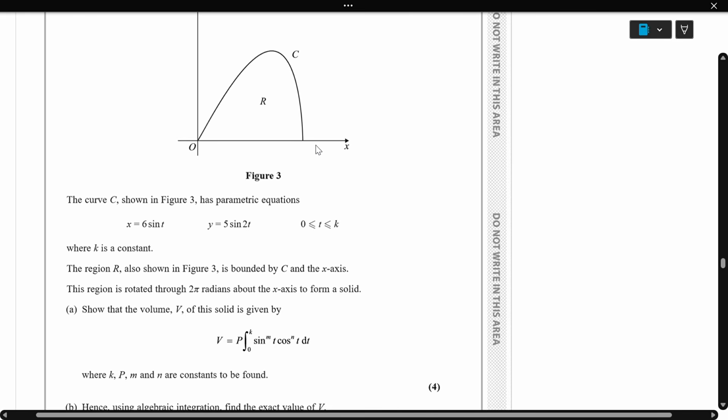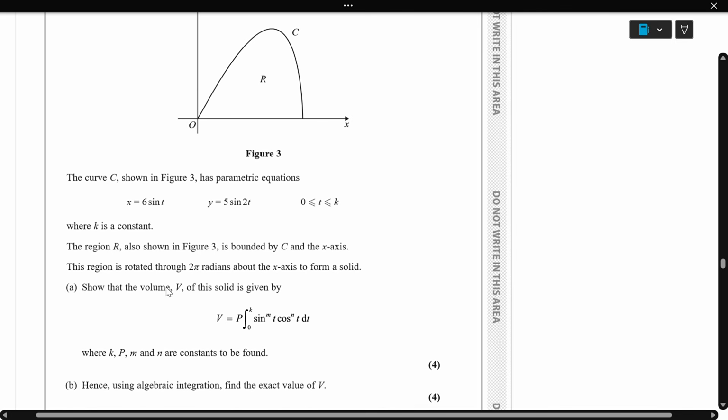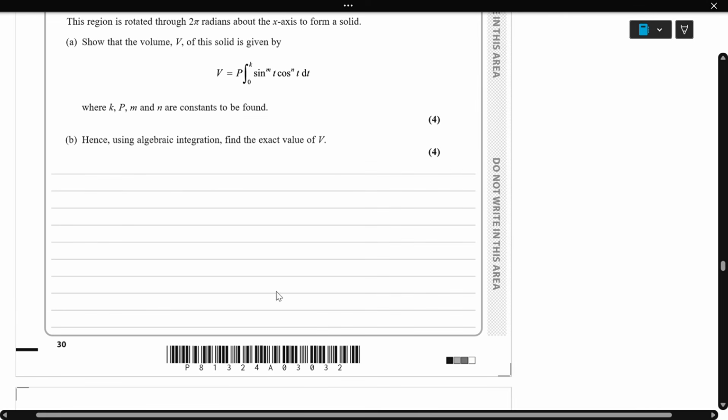So the curve is bounded by the x-axis. The region is rotated through 2 pi radians about the x-axis to form a solid. Show that the volume V of this solid is given by this. So we need to give the answer in the format. So first is part A.